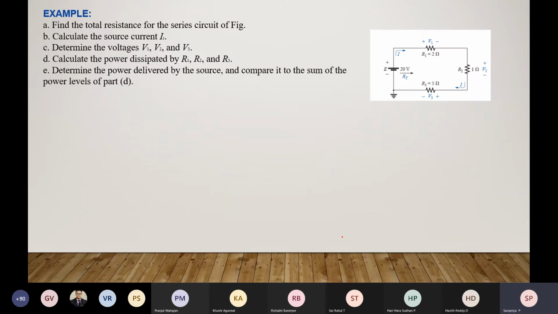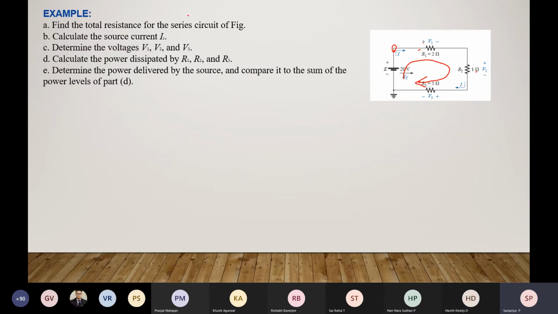Now I have an example for you. Here there is a question. We have a circuit with a DC source of 20 volt, and 3 resistors are connected. Definitely this is a series circuit, which forms a closed loop, and there is only one common terminal between any two elements. So this is a series circuit.